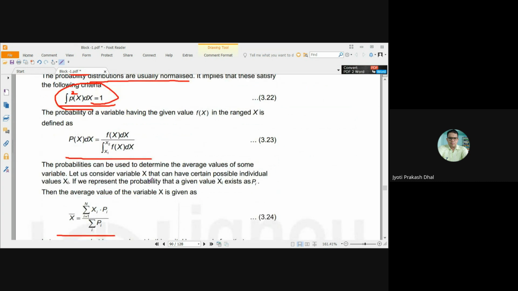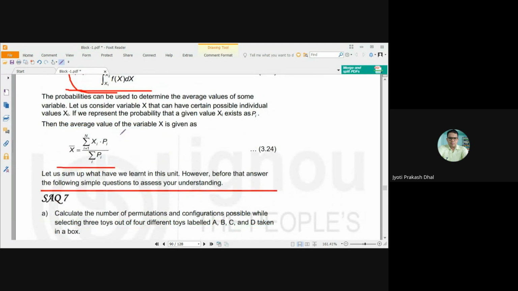The probability of a variable having the given values f(x) in a range of x is defined as this, and similarly the probability can be used to determine the average values of some variable. Let us consider the variable x that can have certain possible individual values. If the possible individual values are xi, we represent the probability that a given value xi exists as pi, and here the average value of the variable will be represented by this.